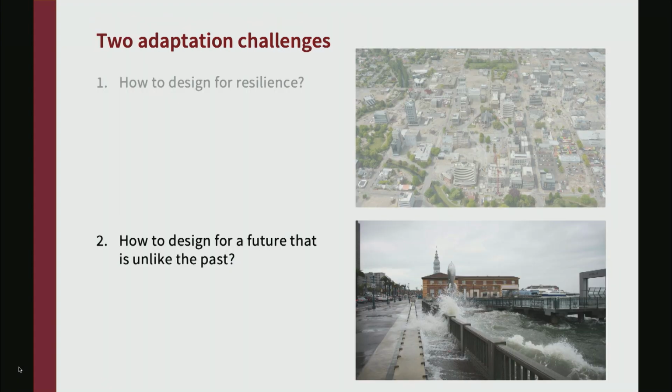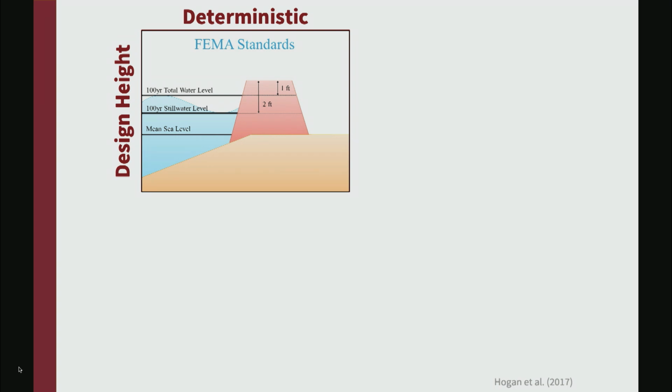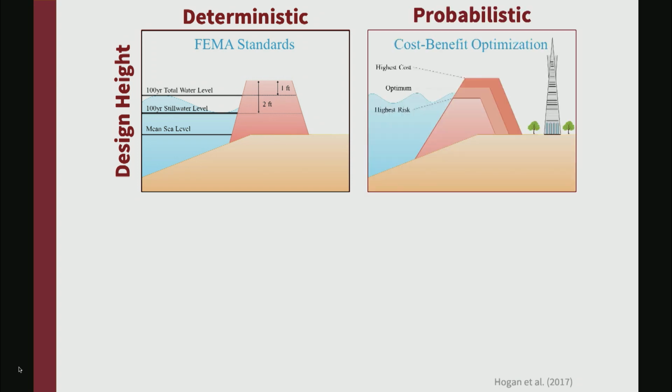A quick look at a second topic is this idea about designing for the future. And I'll take the flood protection problem as a quick example here. So traditionally, if we're designing a flood protection system, FEMA, Army Corps will say, go look for a 100-year flood water level, and then add a foot or two of freeboard above that. That's your design level that you need to consider. It's a pretty simple story.